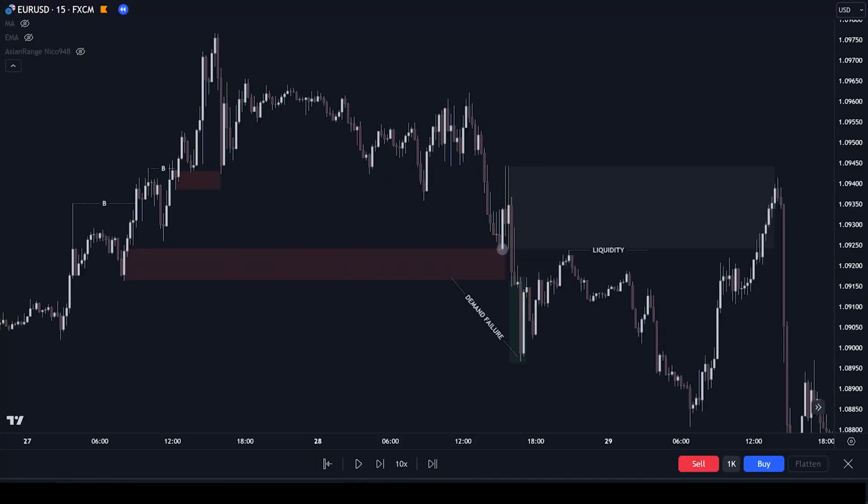For the last example here, I'm going to make one in a higher time frame. So as we can see here, we were trending up, the market was making higher highs and higher lows. From here we make a break of structure, so price reacts to that demand and then makes a break in market structure.